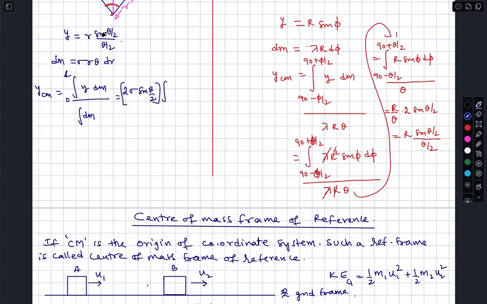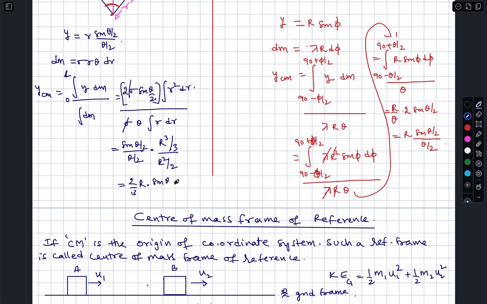In the numerator you will have r square dr. Denominator sigma theta r dr. Now sigma gets cancelled. Sine theta by 2 by theta by 2 times. Now you tell me here, r cube by 3 by r square by 2. So finally you will have 2 by 3r times sine theta by 2 by theta by 2.